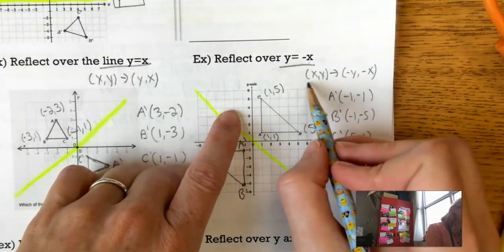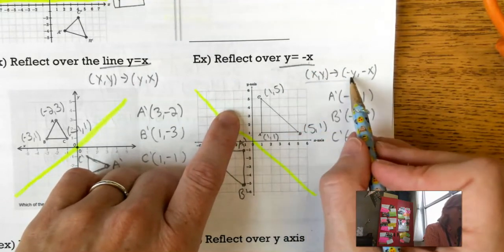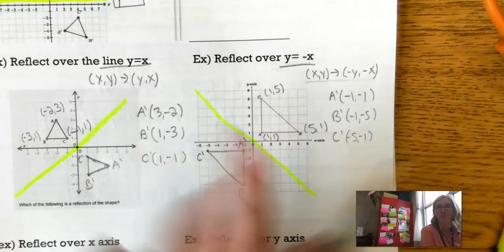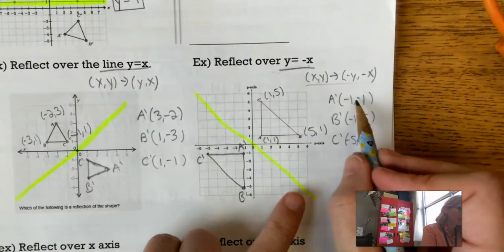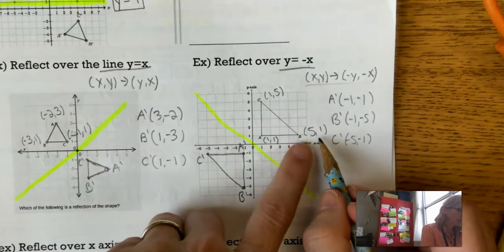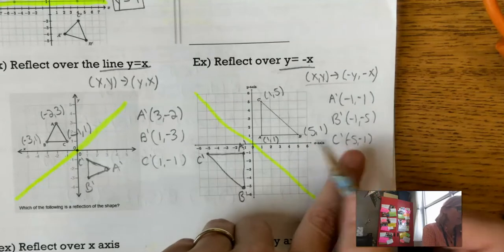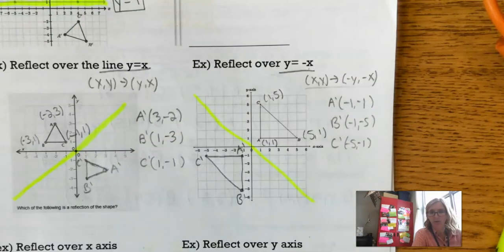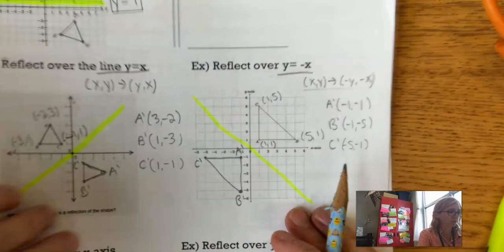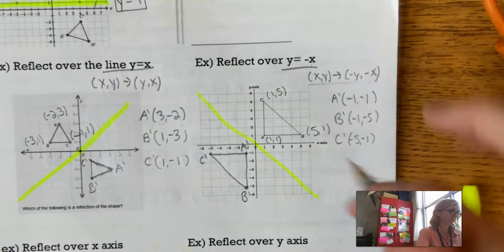The rule, if you go back and look, for reflecting over y equals -x is that (x, y) becomes (-y, -x). You flip the two and change the sign. So you'll see that A becomes flipped and both of them are negative. B, you flip the positions, change both the signs, and C, flip both the positions and change the signs. When you graph it out, you'll know you did it correctly because this looks like a true reflection, where if I fold it over that line, the points will match up exactly.